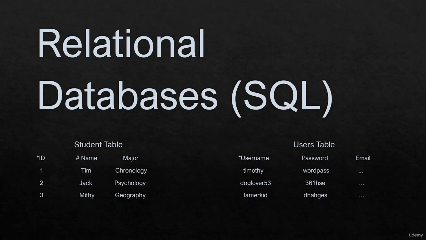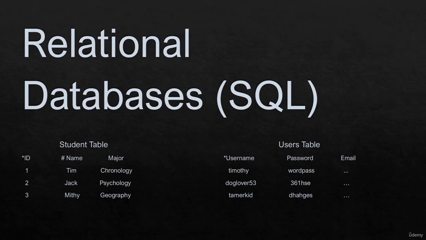We have ID, name, major, username, password, email, which is kind of the basics of a table. Here you have, according to each of those requirements such as ID, name, major, we have it fulfilled. Let's say 1. Then we have Tim. His major is chronology. Then username Timothy, and then password is WordPass, and email, which I didn't give. Okay, so this is the kind of table which you can use, such as relational databases, and how these are an example.